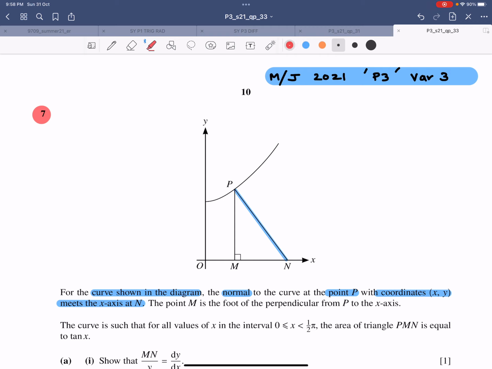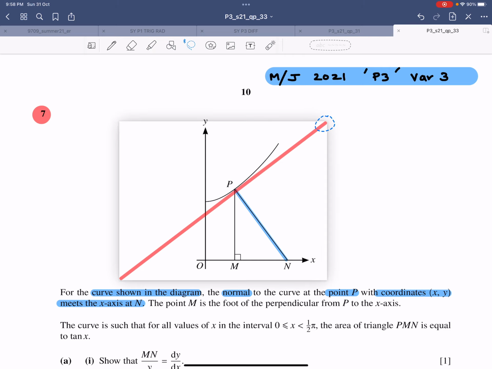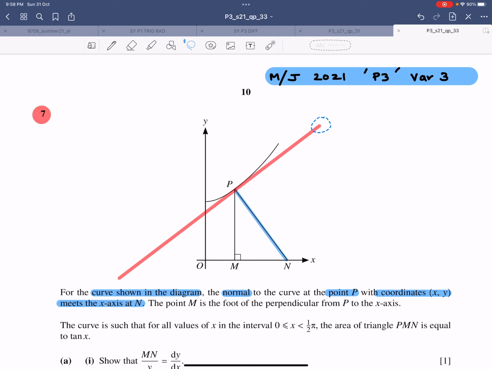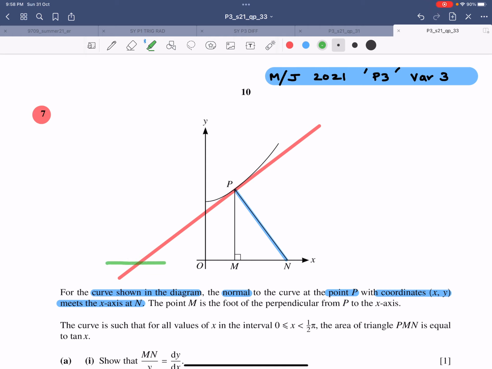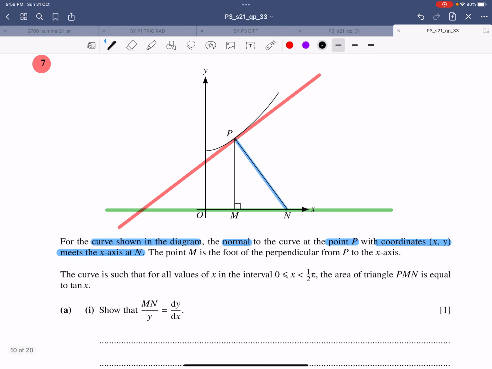Therefore, I should draw a tangent also. So let me shift this thing a bit. Now this is the tangent, this is the normal, and let me draw something else also. Drawing a horizontal line, the x-axis, so that the triangle is completed. Now what information do I have? Let me first read further and then I'll proceed.